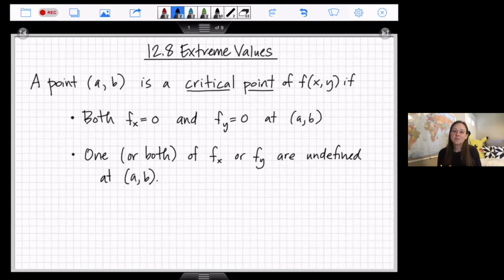It's also possible to find critical points where one of the two of them are undefined or where both of them are undefined. This would be kind of the R3 version of a cusp or a corner, some sort of sharp corner on the graph. But by and large, most of the ones we're going to do are going to fall into that first category where the critical point happens when the first order partials are both equal to 0. So we'll do a couple of examples of finding critical points in the next video.